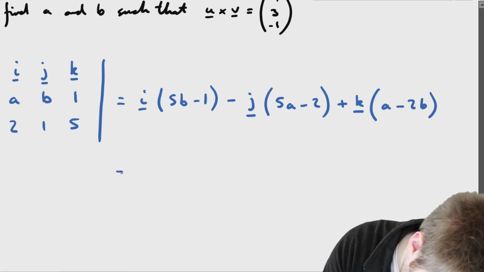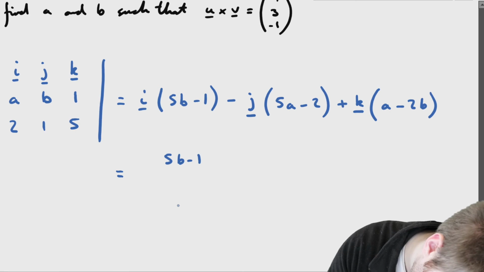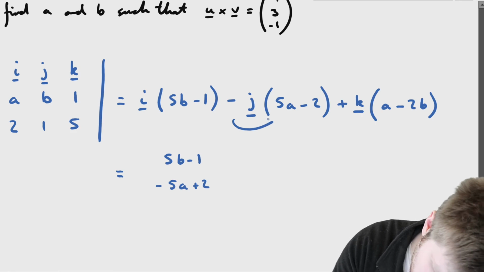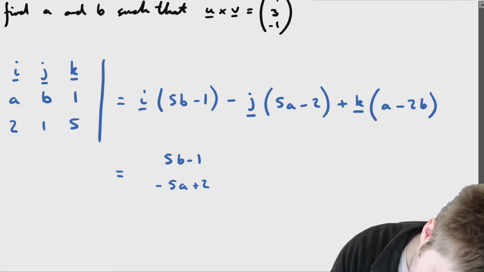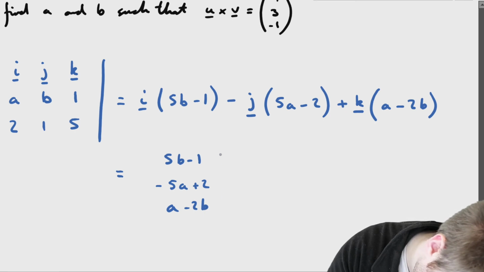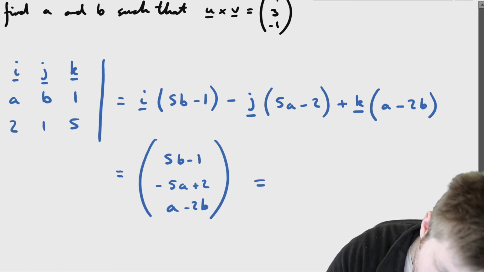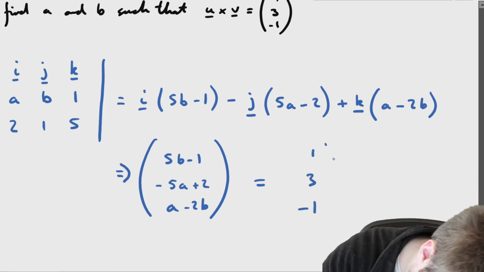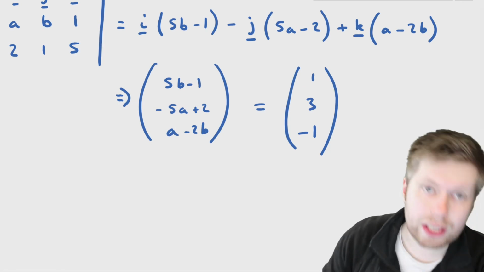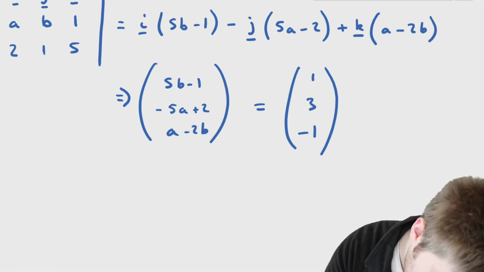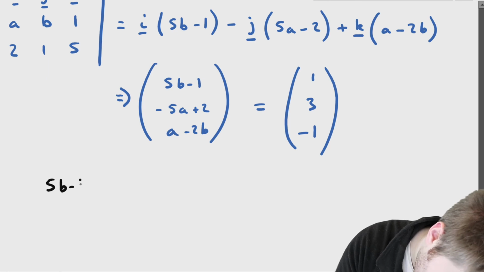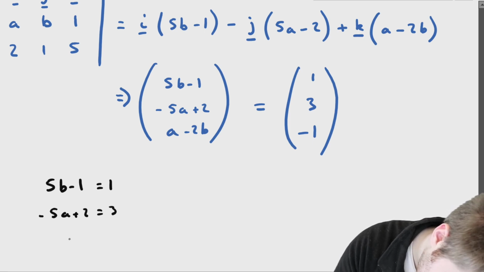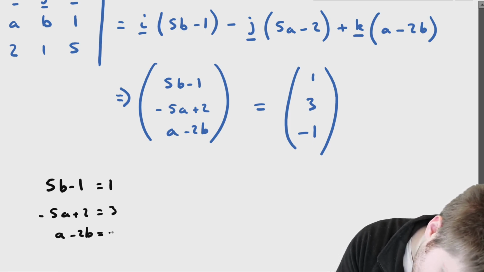So that means I should be able to say, when I put this back into column notation, 5b minus 1, and I end up with negative 5a plus 2, because I'm multiplying through by negative 1 here. And then on the bottom, I end up with a minus 2b. What I want is that this is equal to (1, 3, -1). So what that means is I have a system of simultaneous equations to solve. I have 5b minus 1 equal to 1. I have negative 5a plus 2 equal to 3. And I have a minus 2b equal to negative 1.